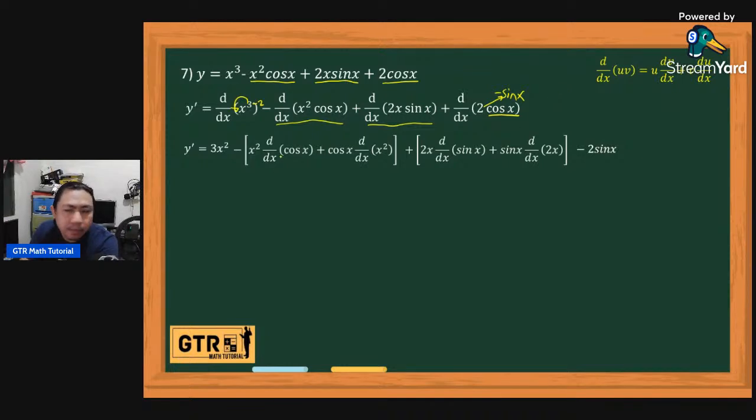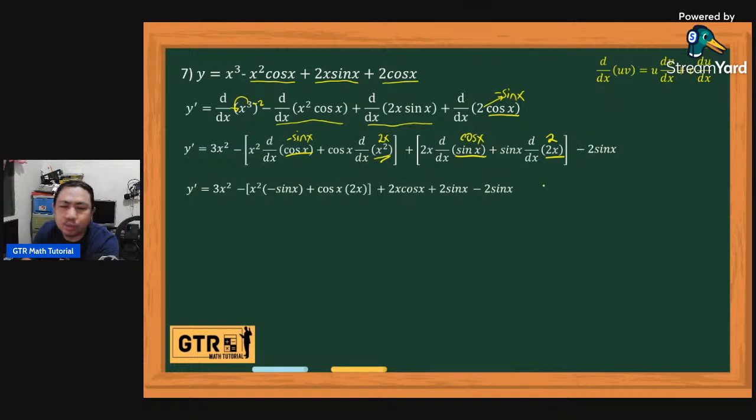Then let's evaluate this. Just copy 3x squared and then derivative of cosine x, so that is negative sine x. Derivative of x squared is 2x. Okay? Then plus derivative of sine x is cosine x. Derivative of 2x is 2. Okay, so we have 2x cosine x plus 2 sine x.